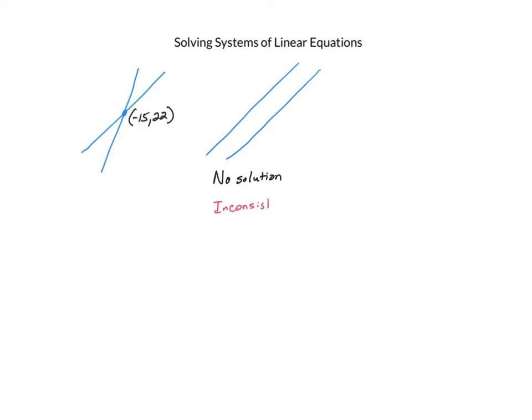Or you could have two equations that are equivalent and hence have the same graph, one line, and then the other line is exactly the same line, in which case you would have infinitely many solutions, because every point on the line is a solution, and we would say that that is a dependent system.